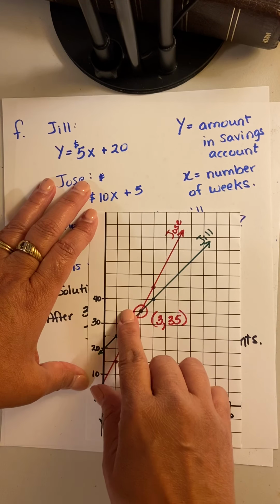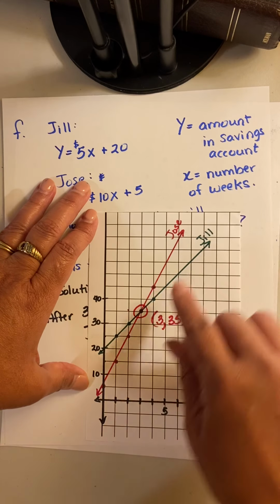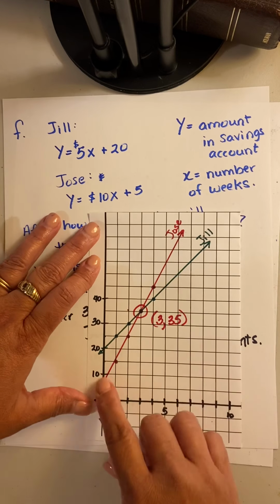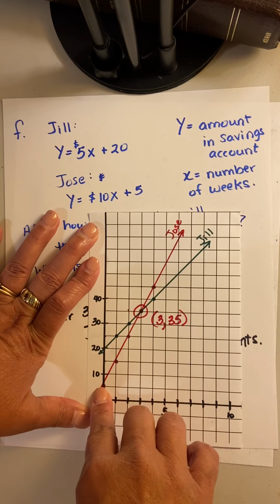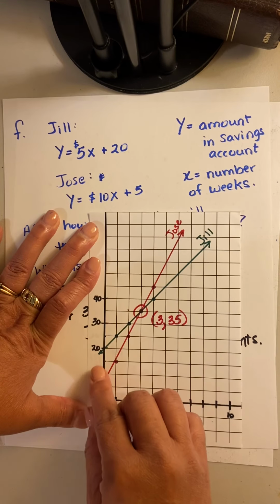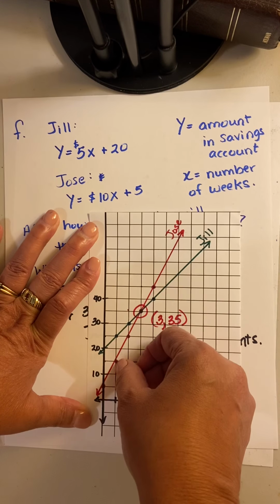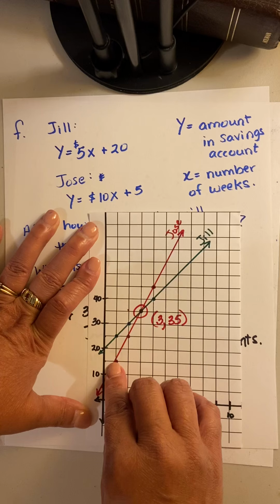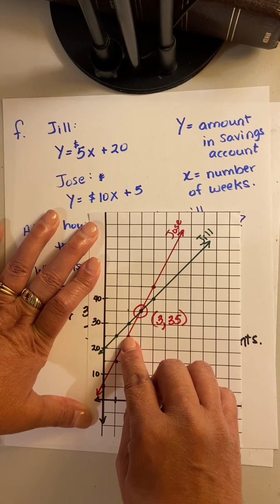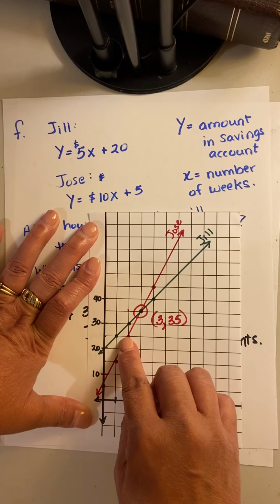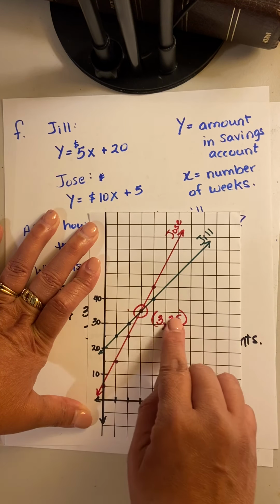And then after 3 weeks, you see what that means. I went ahead and graphed Jill. Well, Jose started a little lower. He started at $5, that's his initial value. Then he adds $10 in the first week, and he's now got $15. Another week he adds $10, so he ends up with $25 in week 2. And then in week 3, we go up, and he ends up at $35.